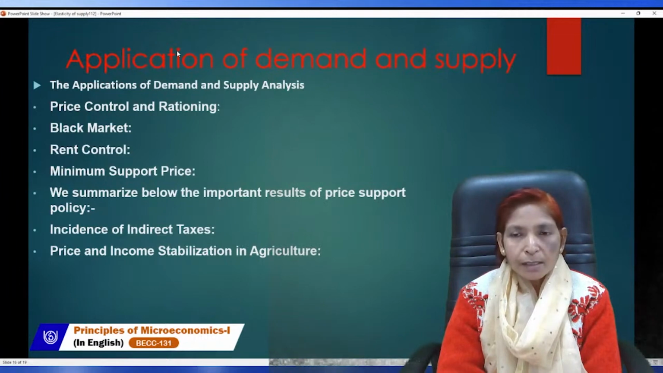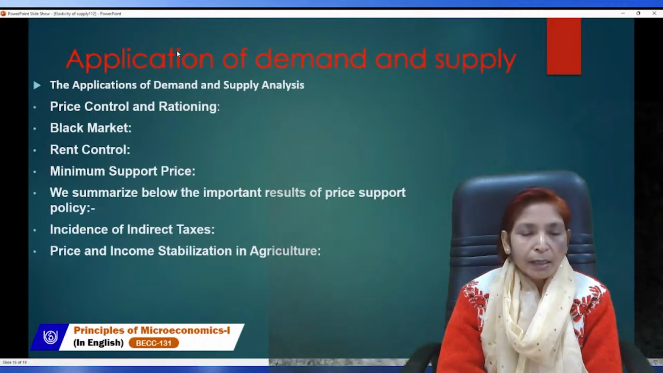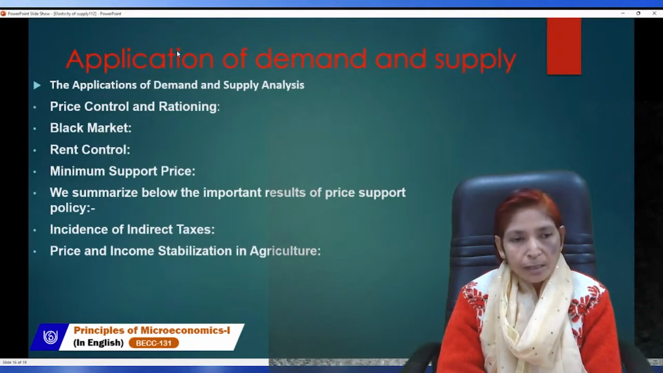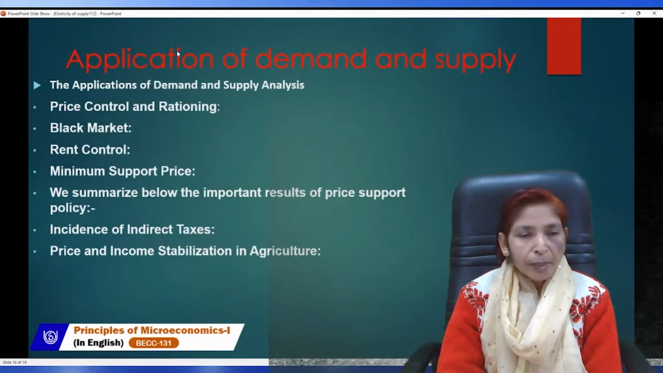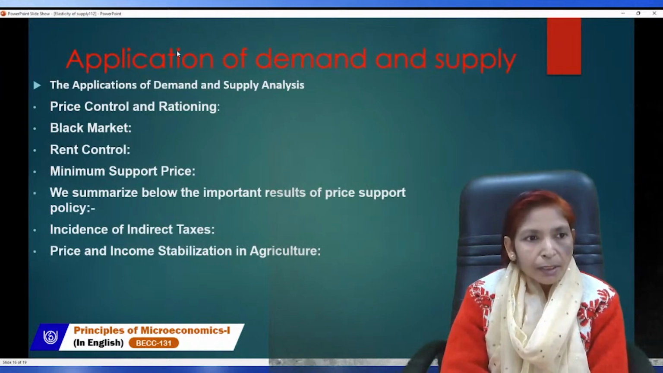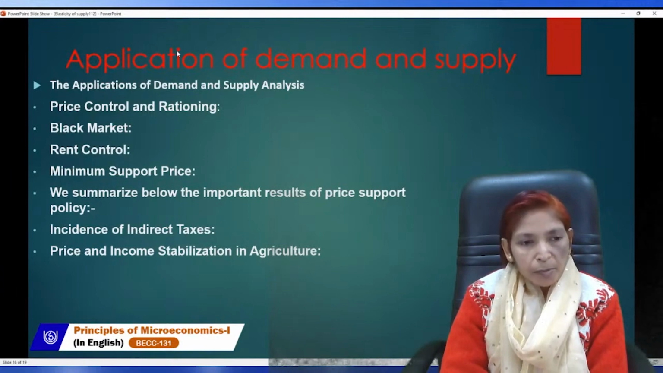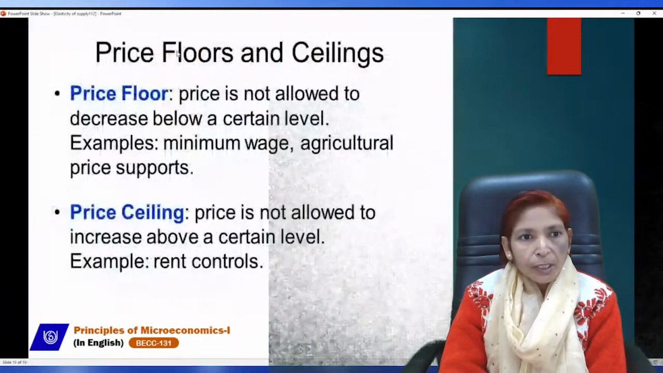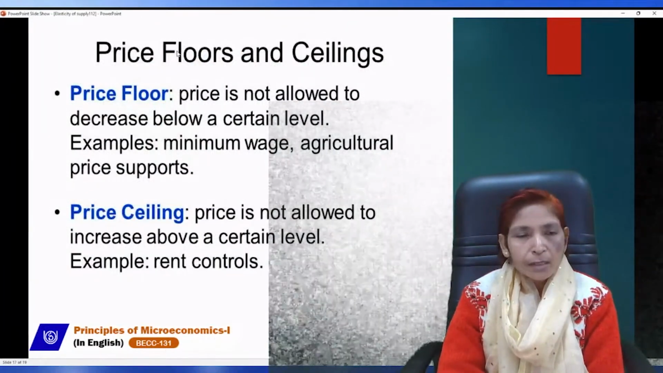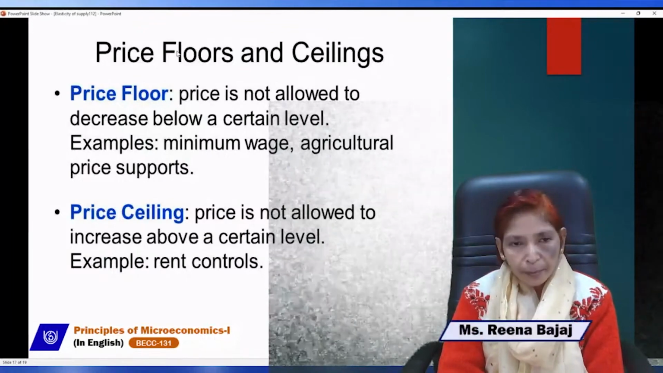Because by knowing these concepts, you can understand what is price control, what is rent control, what is minimum support price. Generally, price control and rationing, or black market, or rent control, these three concepts are related with price ceiling, and minimum support price is related with price floor. In this case, what is price floor and what is price ceiling?